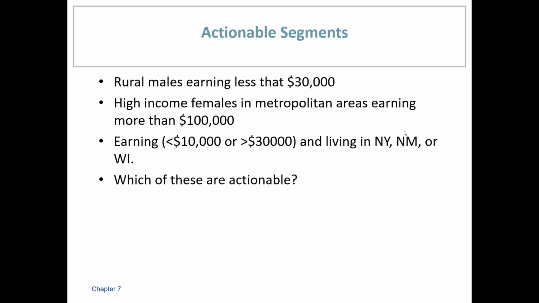Say, for example, I've got a segment of rural males earning less than $30,000 in Mississippi, Alabama, and Louisiana. That's relatively actionable. I can make a plan to reach that segment. And again, higher income urban females in metropolitan areas earning more than $100,000. But if I have a computer algorithm that spits out something like earns less than $10,000 or greater than $30,000, and living in 4 or 5 random states, that's not actionable. Another example of not actionable is my alcoholic lemonade segment. It's probably not accessible and also not actionable, because taking action on that segment might get us in a lot of trouble.